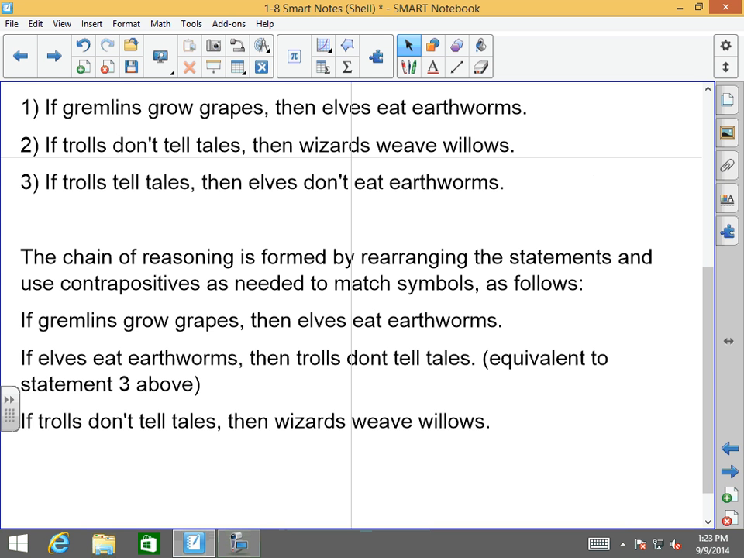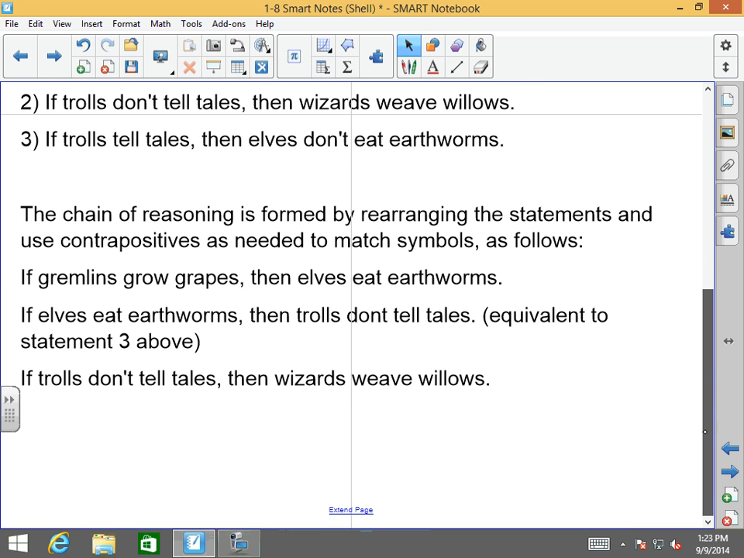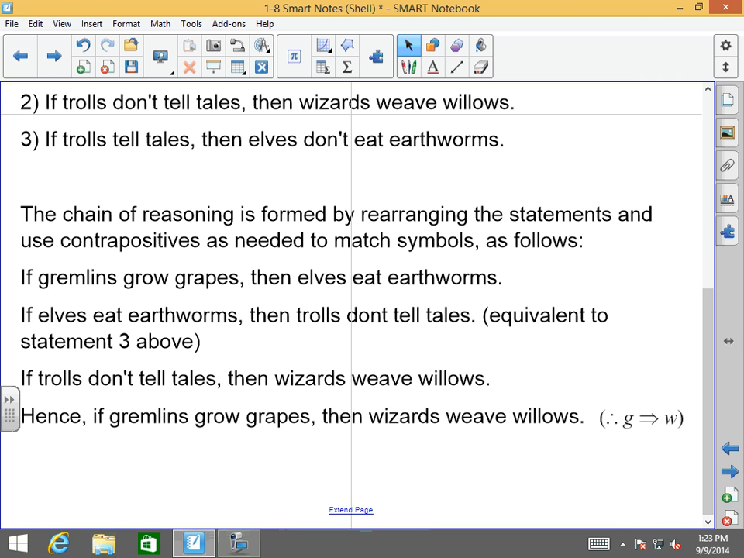And then what can we prove from all of this goodness? No, because we already have that. I'm so proud of you guys, but no. Oh my God, you almost had it. If gremlins grow grapes, then wizards weave willows. Well done, gentlemen.